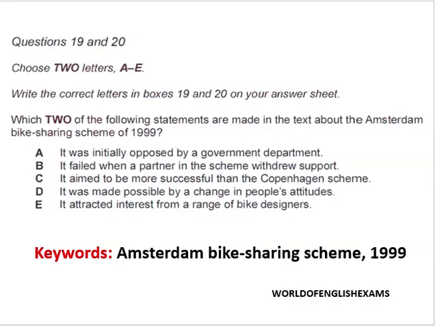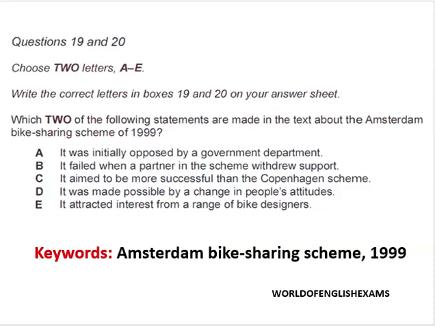So let's see how to approach this question type with this. Okay, now question number 19 and 20. Choose two letters A to E and write them in the boxes in the answer sheet. Then let's read the question only. I'm not reading the options. I'm sticking to my 4-step plan. Which two of the following statements are made in the text about the Amsterdam bike sharing scheme of 1999? What are the keywords here? Amsterdam, scheme and 1999, which are very easy keywords to find.